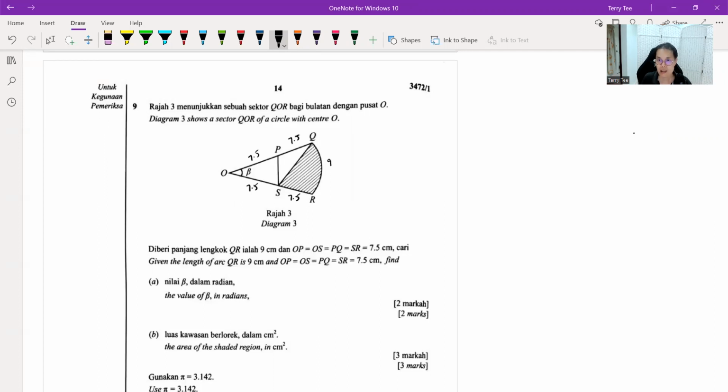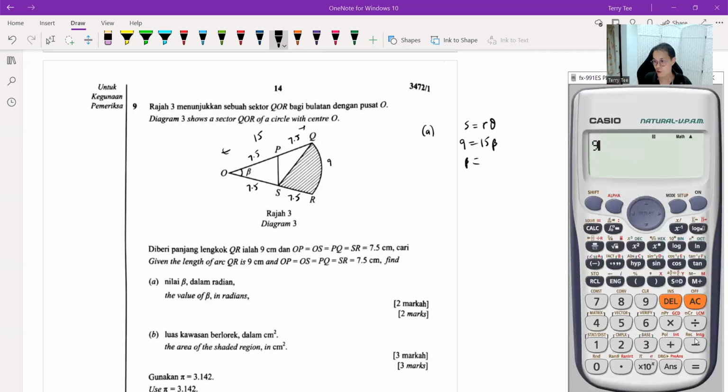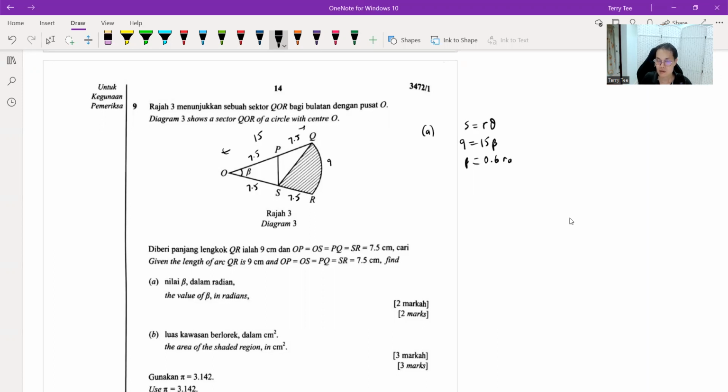Beta is an angle. Now remember, we can use S equals r theta. Your r is now 15. The length from here to here is 15. Your length of arc is 9. Your theta is now beta. So let's take 9 divided by 15. 9 divided by 15 is 3 over 5, 0.6. Can change to decimal. 0.6 radian. Yeah, simple.